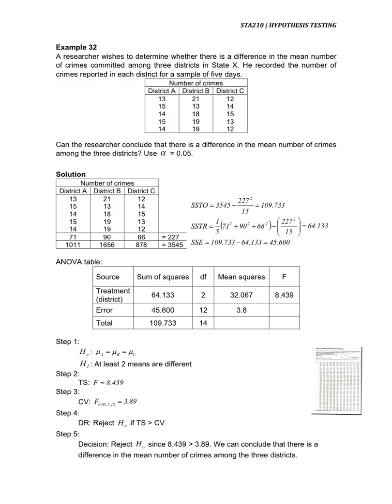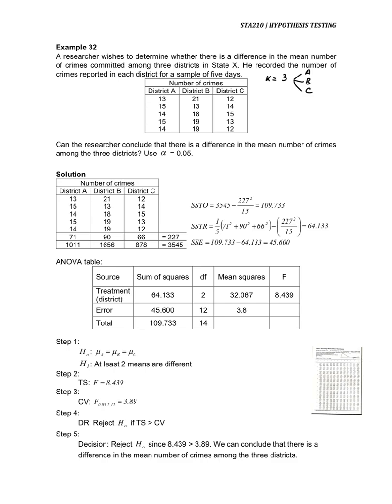So, can you identify what the treatment is here? We can see that the treatment here is the 3 different districts: District A, District B, and District C. So our treatment, or our k, is equal to 3.